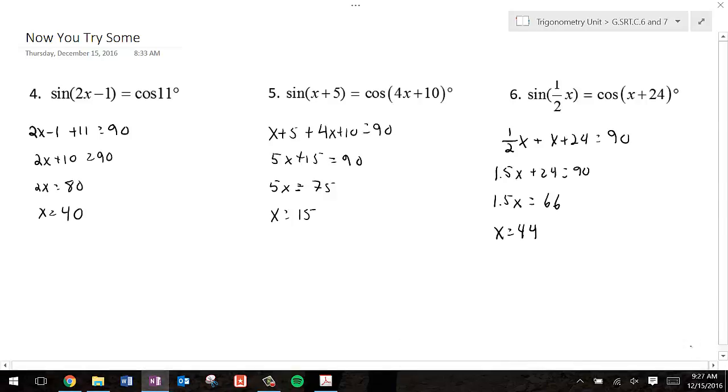Okay, welcome back. So the nice part about this relationship between sine and cosine, since we know that their sum has to be 90 of the two angles, we can take both of our values, 2x minus 1 and 11, and add them together and set equal to 90. And once we do that, it's just simple algebra all the way down. I ended up with x equals 40 for the first one, x equals 15 for the second one, and x equals 44 with the third one.